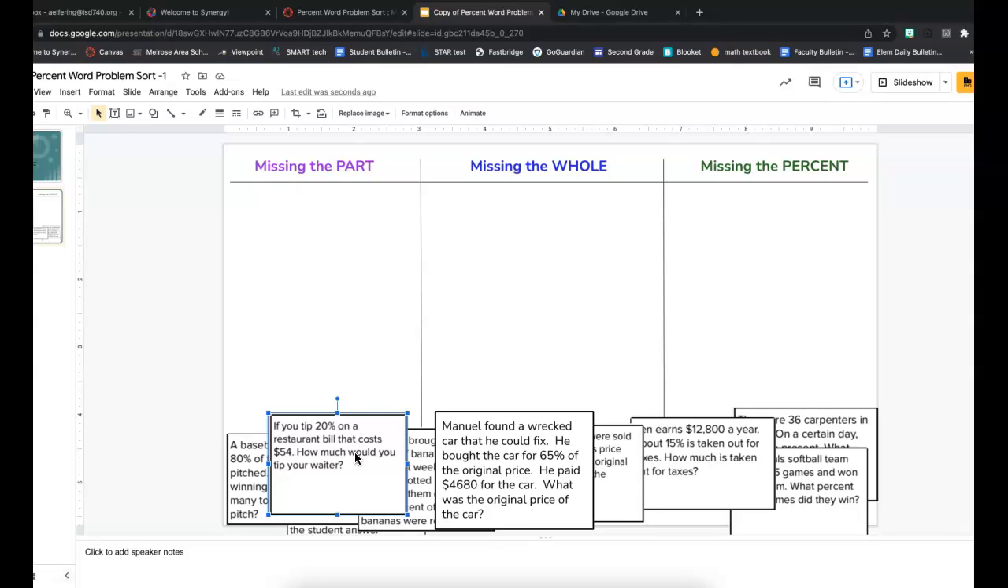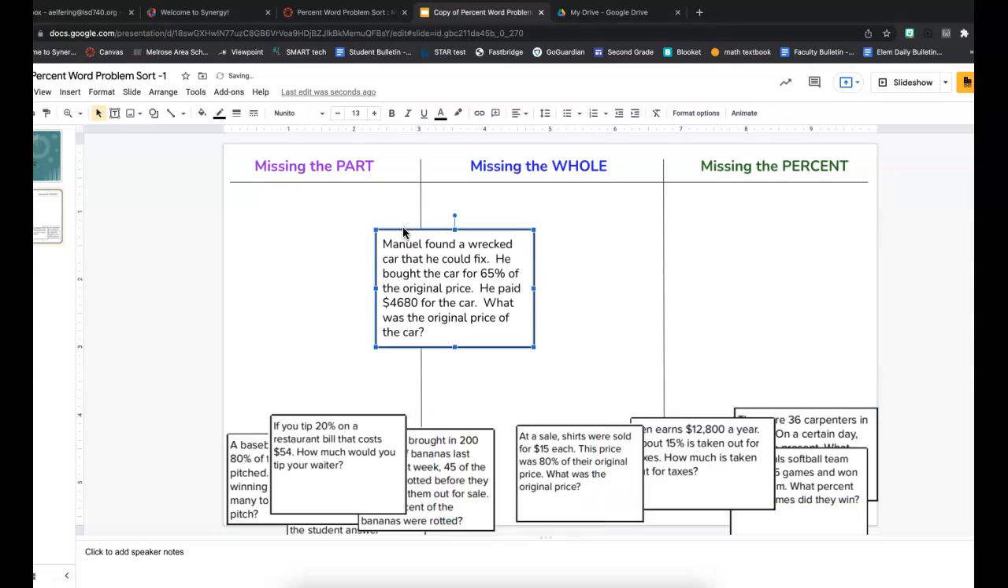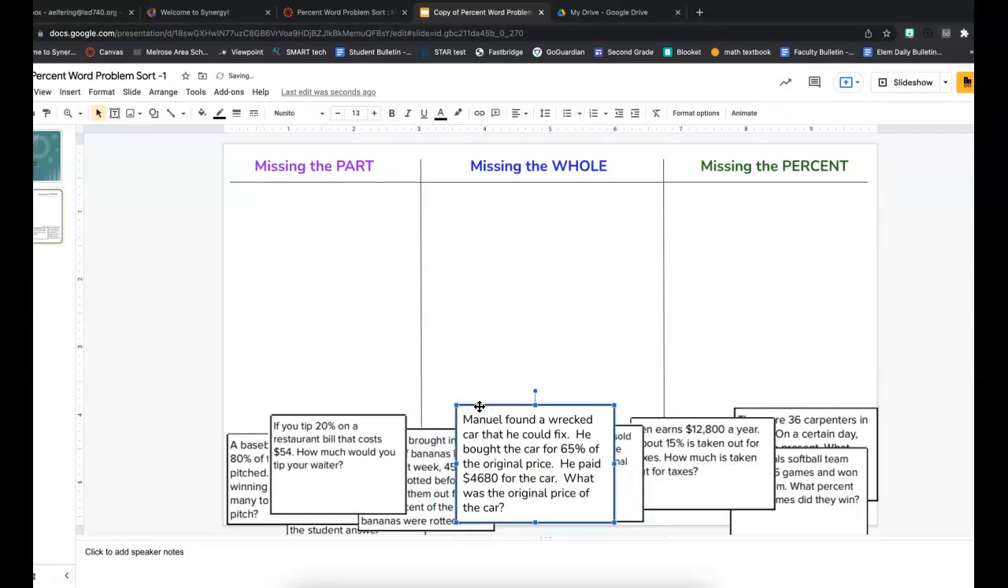Jackson. Hang on a second. Okay. So if you can't drag it, go on the corner, go on the edge of the box, and you should be able to drag it. Okay. I want you to read through these problems and try to put them in the column that they belong. I'm going to give you a couple minutes to do that.